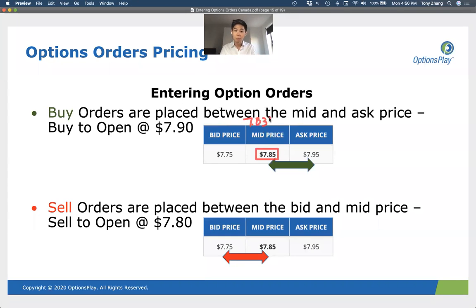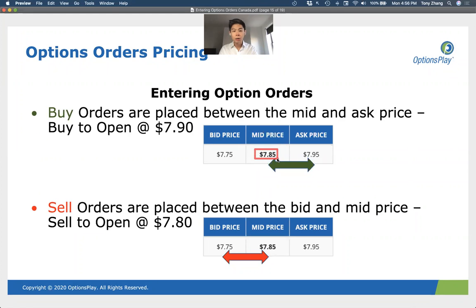So perhaps the theoretical value that the market maker has in their computer system is maybe $7.83. Sometimes when you place an order at $7.85, a market maker will say, okay, that's a 2-cent markup, I'll take that, and they'll fill your order. So sometimes you will get filled at the midpoint. Don't be afraid to start your order at the midpoint. The midpoint is not always exactly representative of the theoretical value or the fair value. It could be off by a couple of pennies on one end. So don't be afraid to place an order at the midpoint.